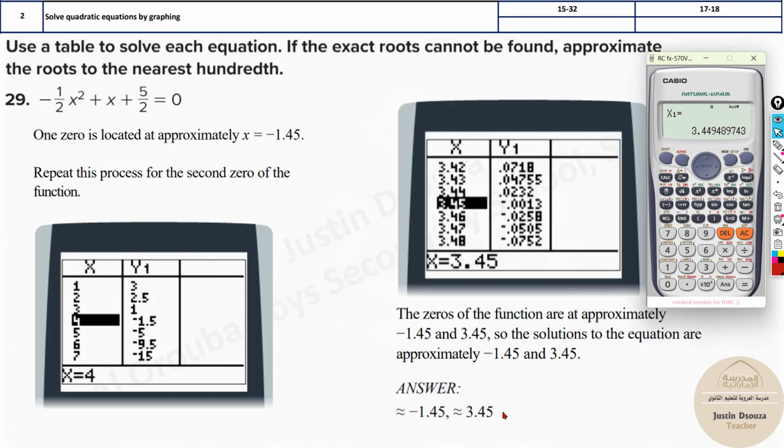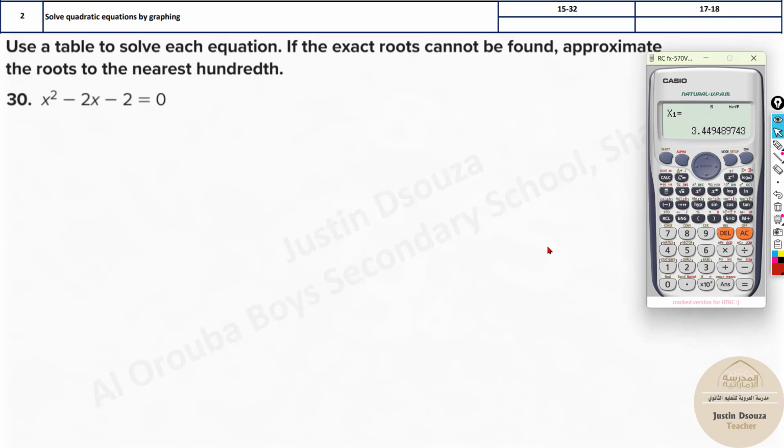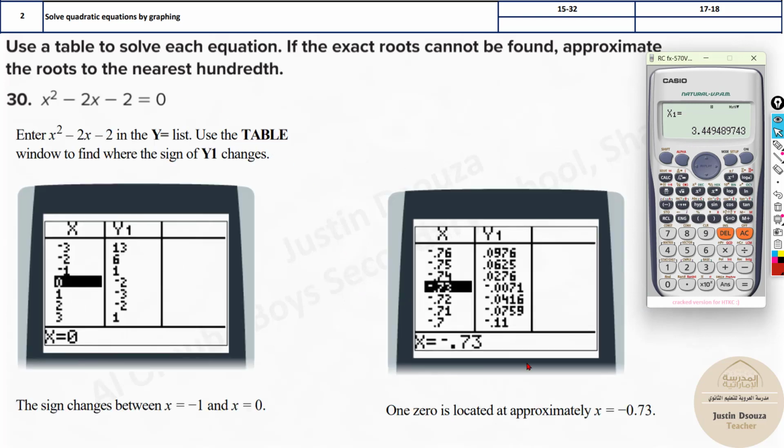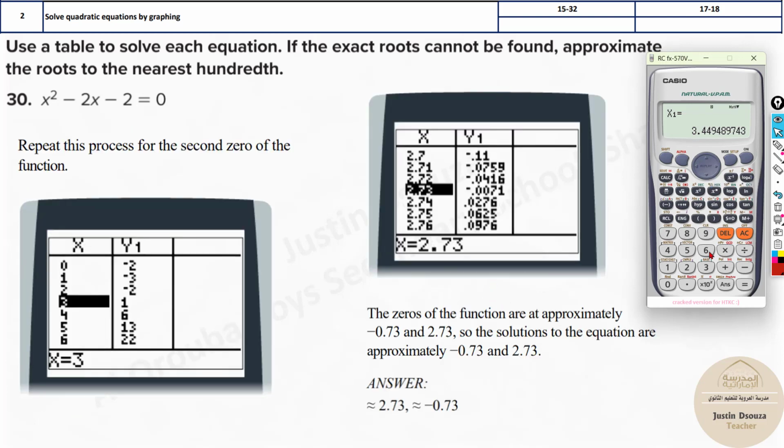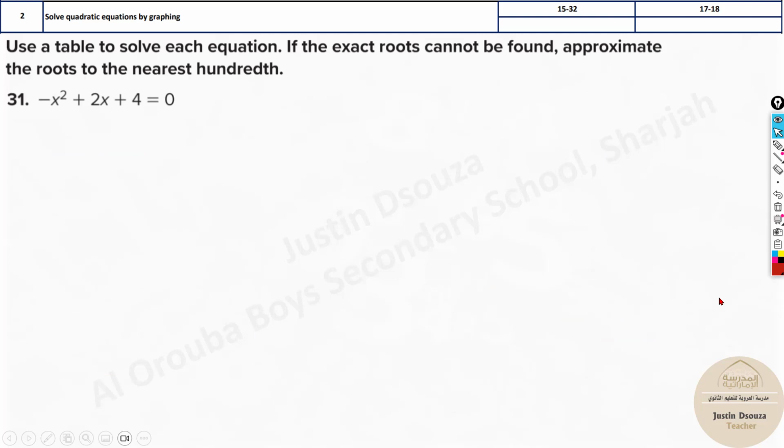That means it falls at 3.45, but where does it fall? It falls from 3 to 4, between 3 and 4. If they're asking for accurate answers, you can get them easily. If they're asking for a range, just remember it's between 3 and 4. Same thing, please do these problems by yourselves and then check the answers. Everything can be done very easily on a calculator, and please do check.